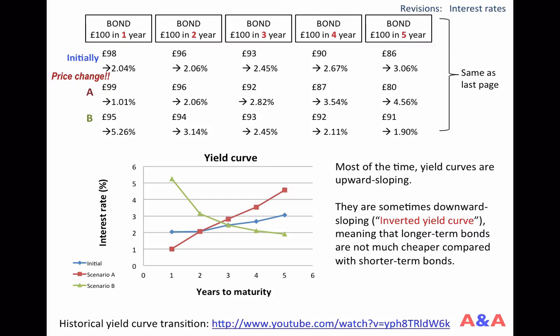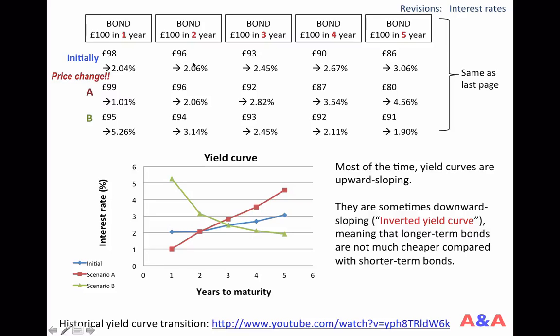In this slide, the upper half of the slide is exactly the same as the last slide. I just repeated it for convenience. And we are going to plot these term structures in a figure. So this figure plots the term structures we've just computed. The horizontal axis is time to maturity, years to maturity. We have 1, 2, 3, 4, 5-year bonds. And the vertical axis is the interest rates implied by the prices of these bonds.